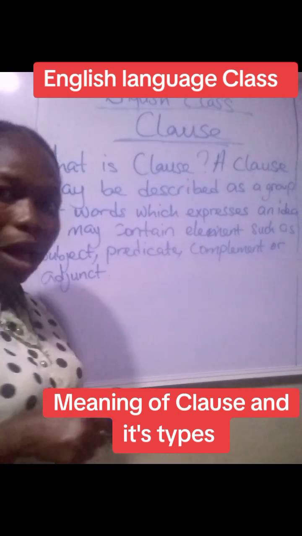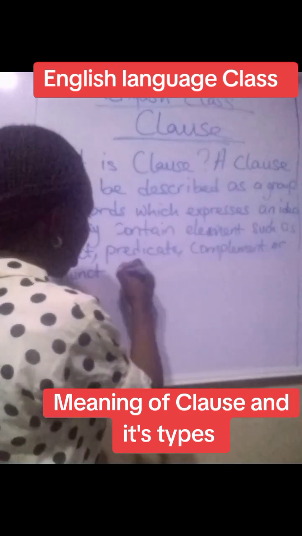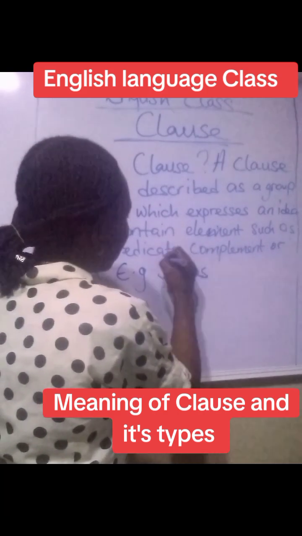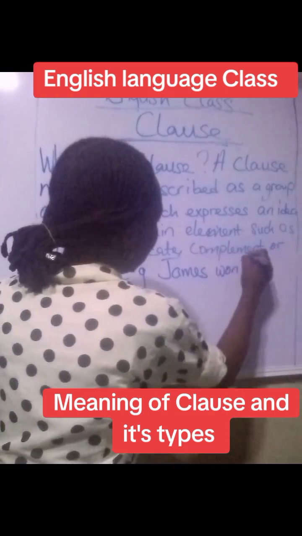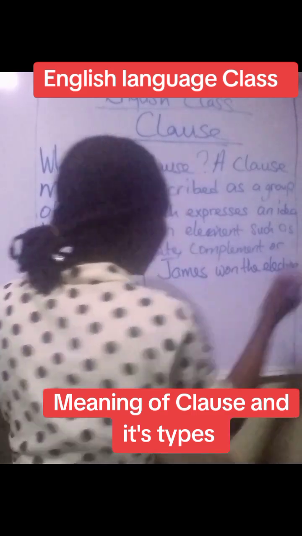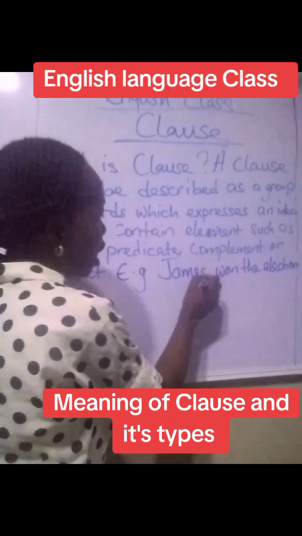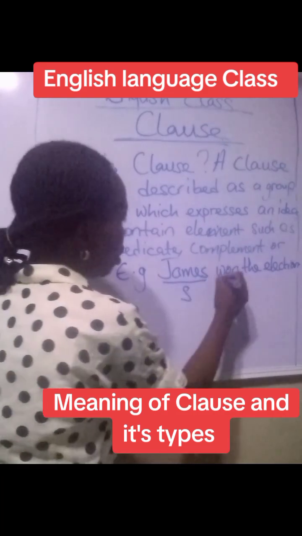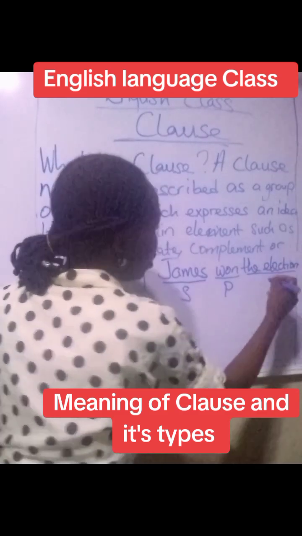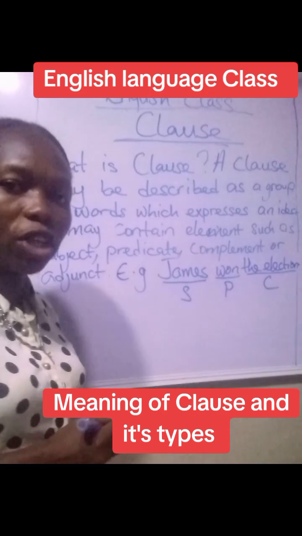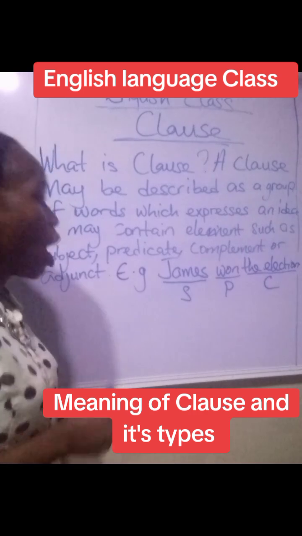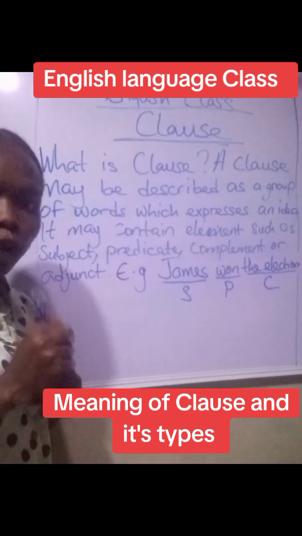Okay, let us look at the example of a clause. E.g., we have James won the election. Okay, can you see that? James won the election. James here is our subject, won is our predicate, and the election is our complement. We can also refer to it traditionally as our object. Do we understand? Okay, there are two major types of clause.